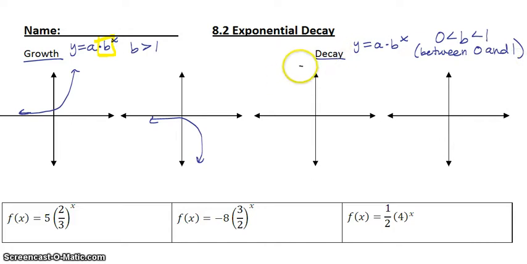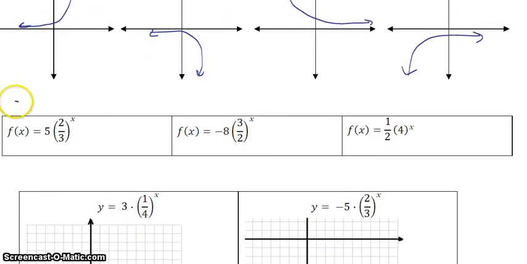And our general form of our graph this time is going to look like this. So instead of going up, it's going down, hence decay. And then if I just flip that over the x-axis, it looks like this. So those are our two for decay. So one thing you're going to be doing today is just identifying if something is growth or decay. And think about what I just said. I'm specifically trying to look at the b value to figure this out.